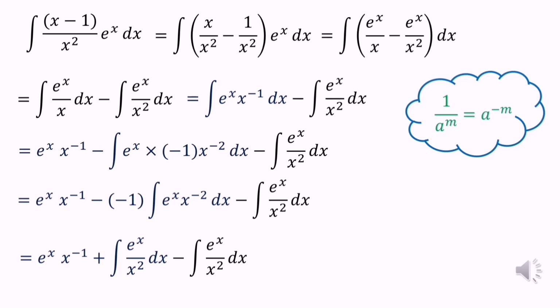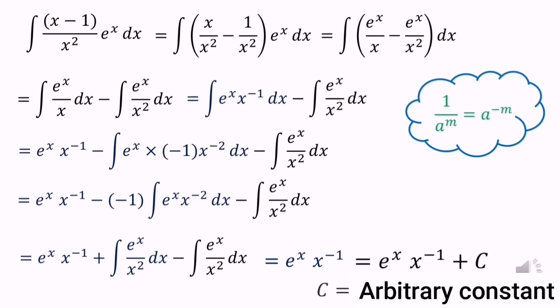e to the power of x into x to the power of minus 2 you can write as e to the power of x over x squared dx, and you can cancel out the e to the power of x over x squared dx integration term. Okay, then you can get e to the power of x over x, which is e to the power of x into x minus 1.